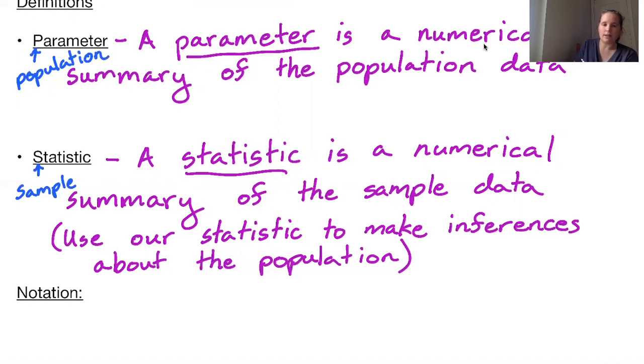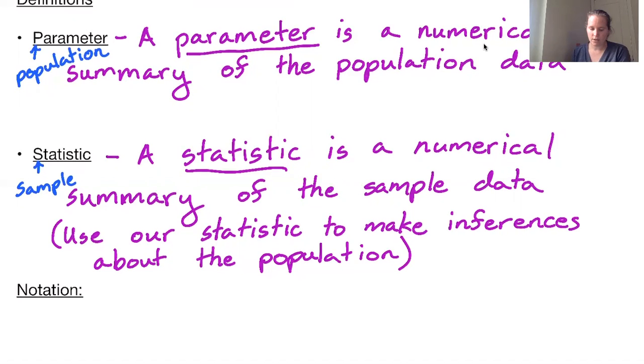So we usually can find the sample statistic. We know the sample statistic. It depends on which sample we're using. Whereas the population parameter is fixed. That population will only have one numerical summary for whatever value it is we're trying to find.